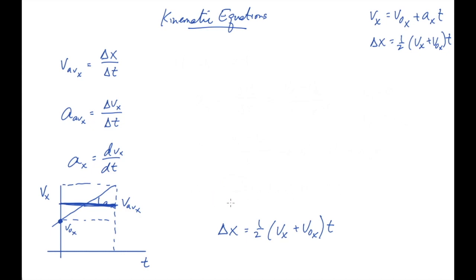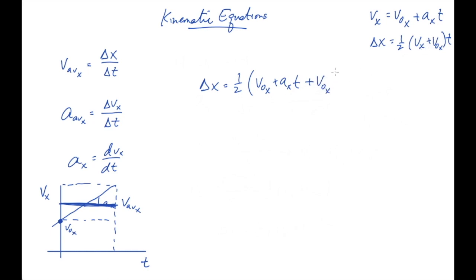And what I'm going to do is take the first equation for vx, and substitute it into here. So that's going to give me delta x equals 1/2 vx, which I'm going to grab from the first equation and write as v naught x plus ax times t. And then I have to add to that v naught x. And then the whole thing is multiplied by t at the end. So I have delta x is 1/2 vx plus v naught x times t.